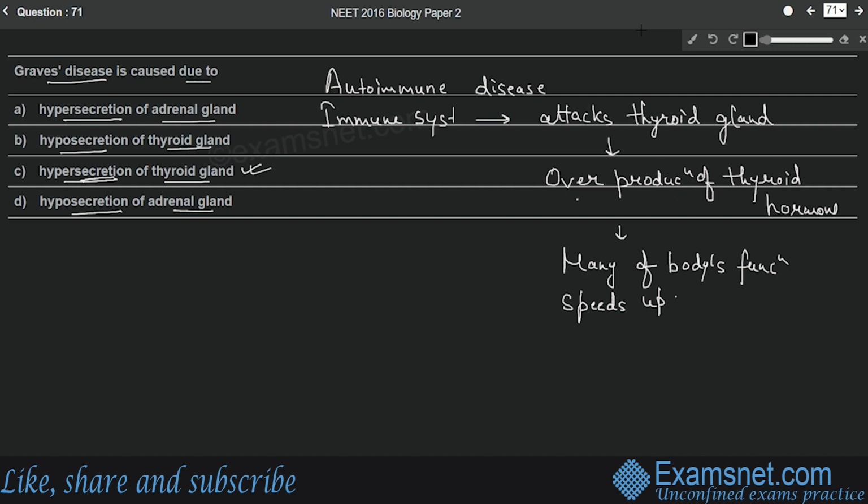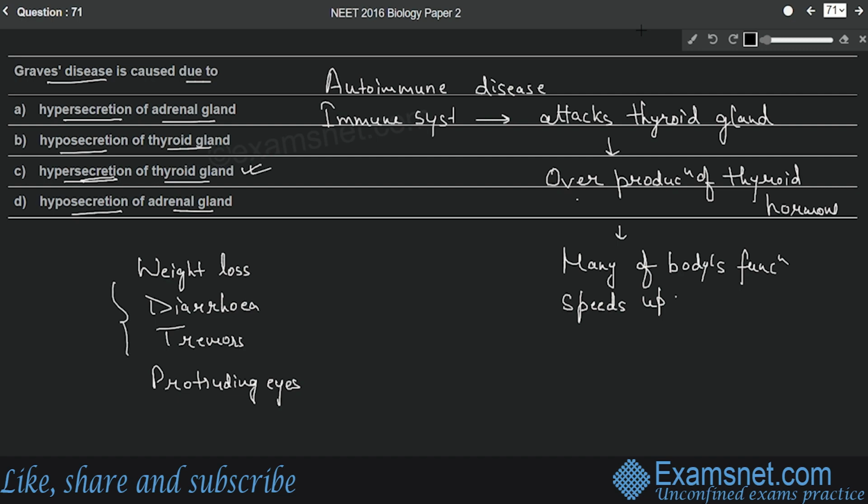Now if we talk about the symptoms of Graves' disease, it has many symptoms such as weight loss, then diarrhea, then tremors, and the most important one is protruding eyes. This disease is characterized by exophthalmic goiter. So option C is the correct answer here.